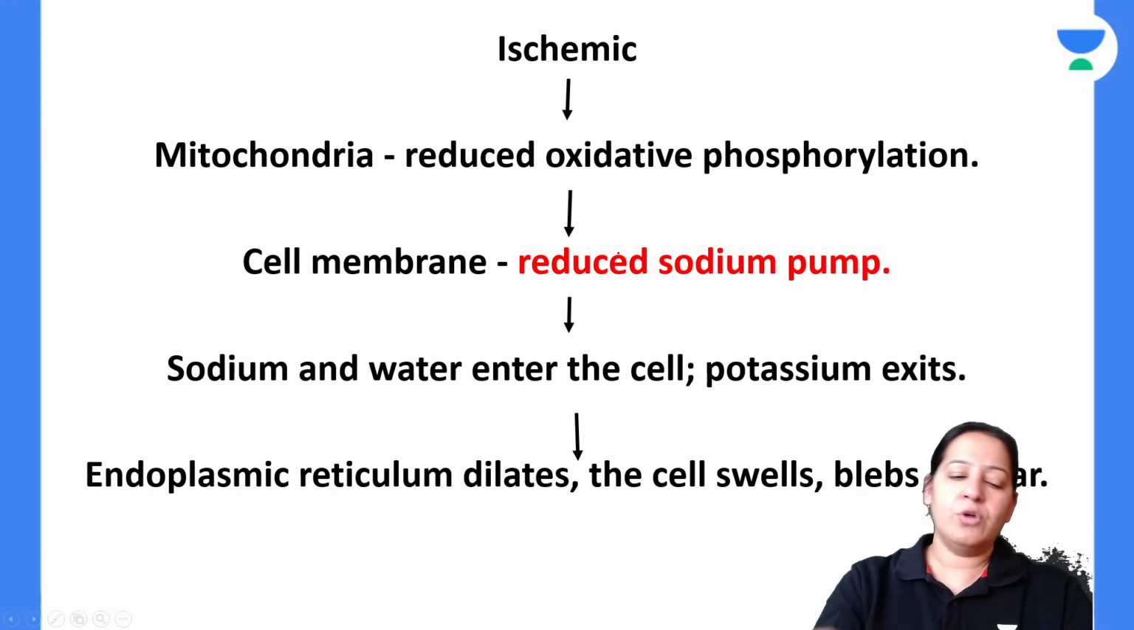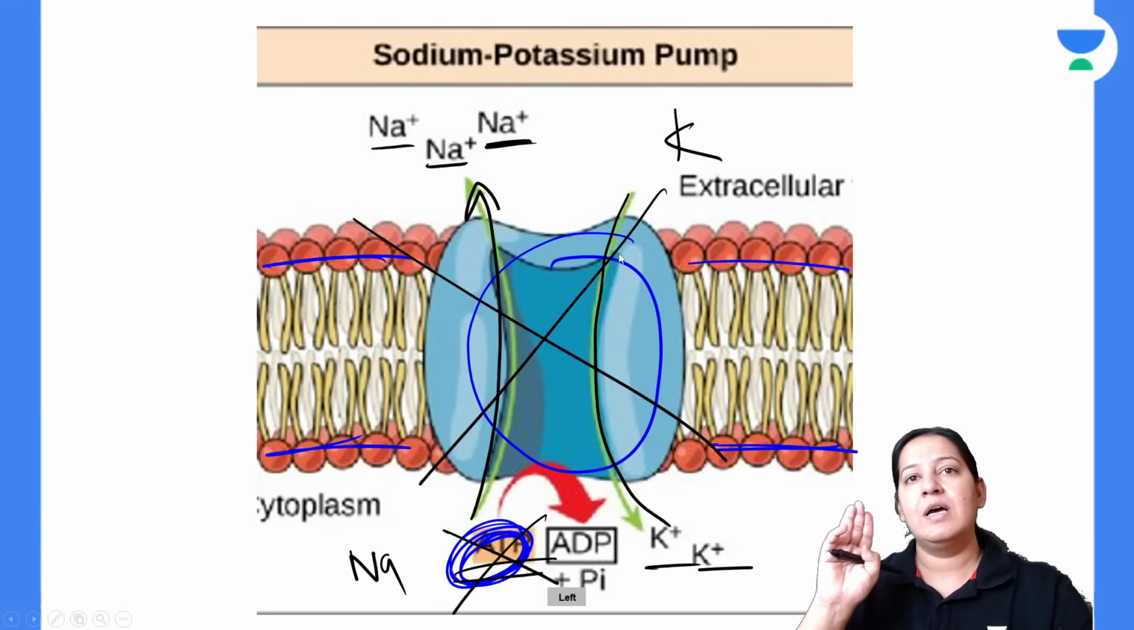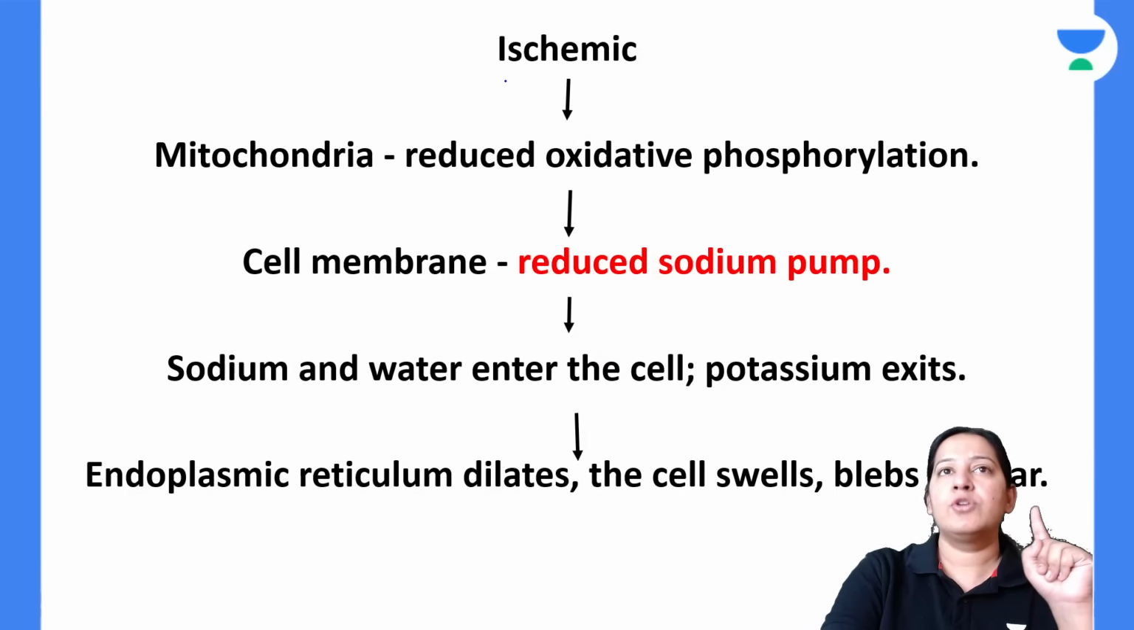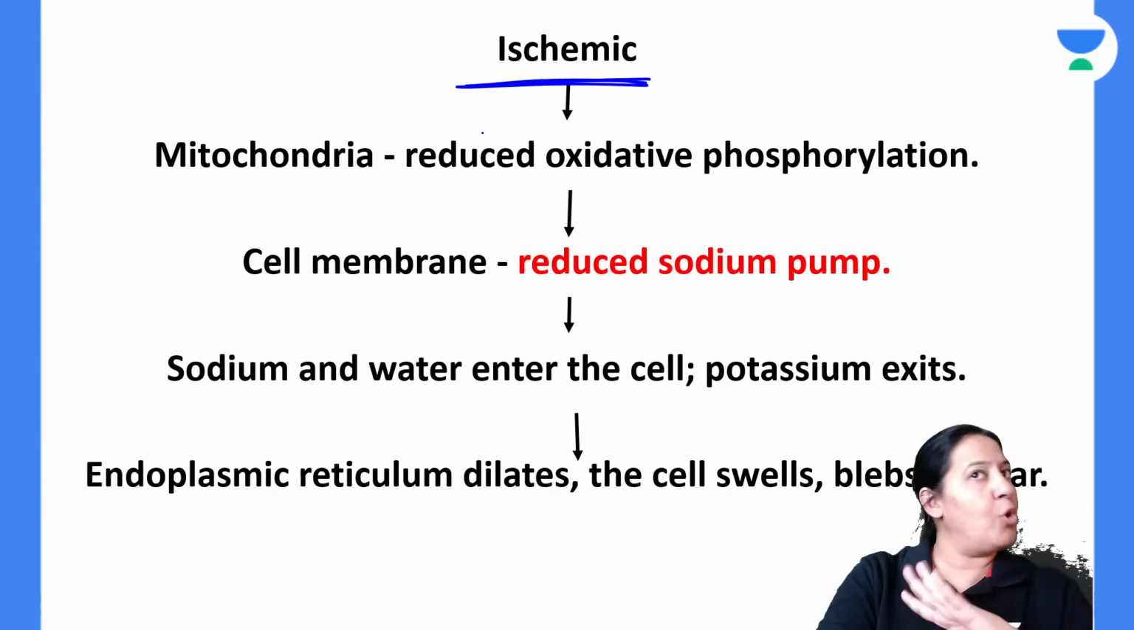Have you got it? So please write the 3 flowcharts. The 3 flowcharts in your exam. One by one, please tell me the 3 flowcharts. So due to ischemia, there is no oxygen.